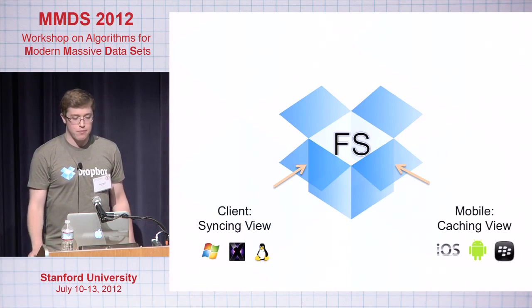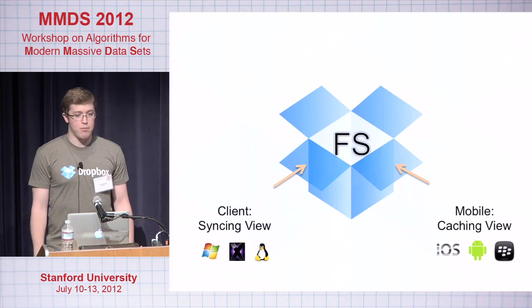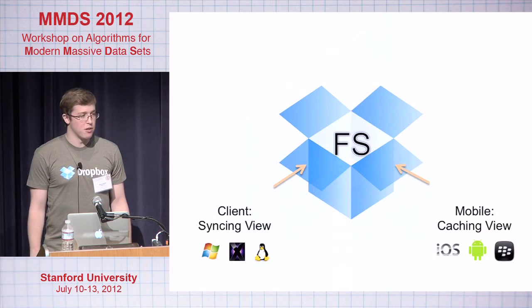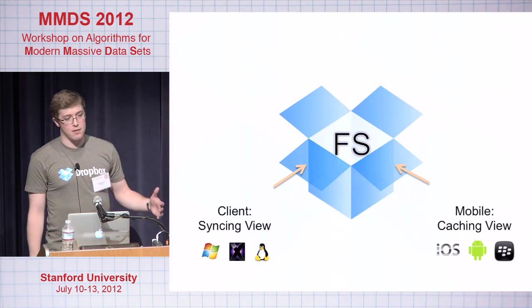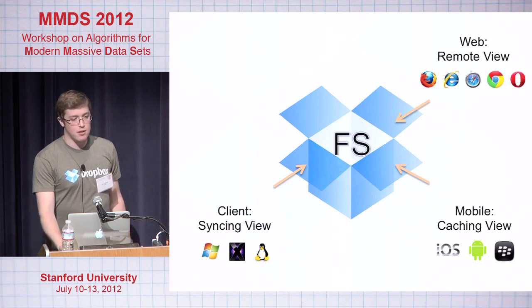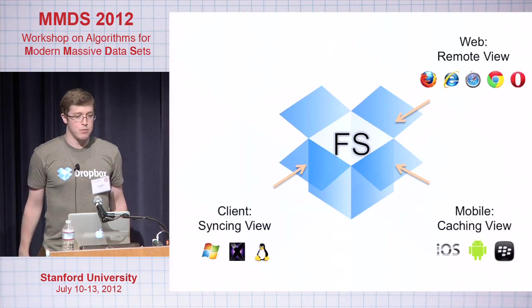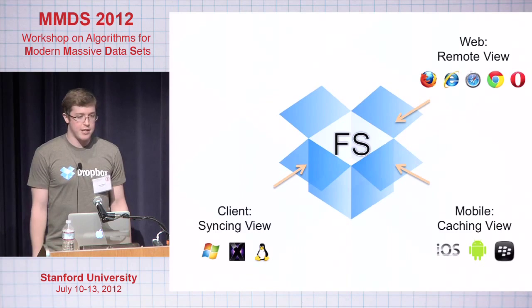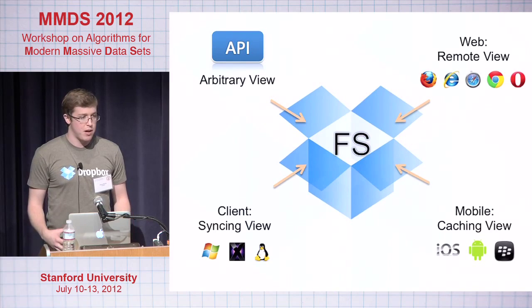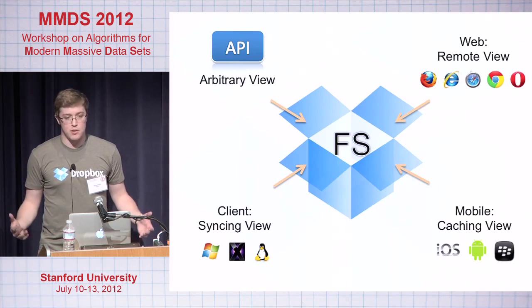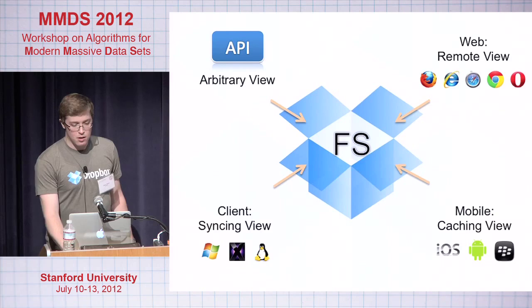The second is a caching view, and this is what you see on the phone. You can't put all your stuff on the phone, and if you were to, it would take up your battery life in pretty insane ways. So we'll pull things on the fly when you need them. The third is a remote view, and this is Dropbox through the web. You can go to a website and download your files on the go, maybe if you're using your friend's computer where you don't have the client installed, or a public computer at a library. And the last view that you can have on your Dropbox is through the API, where developers create arbitrary views. So that sets the stage for what Dropbox is.